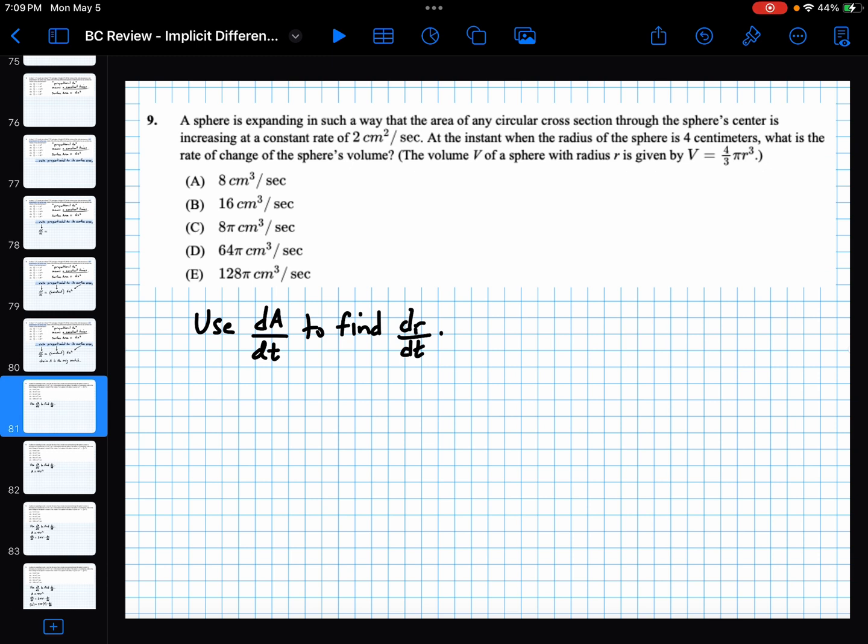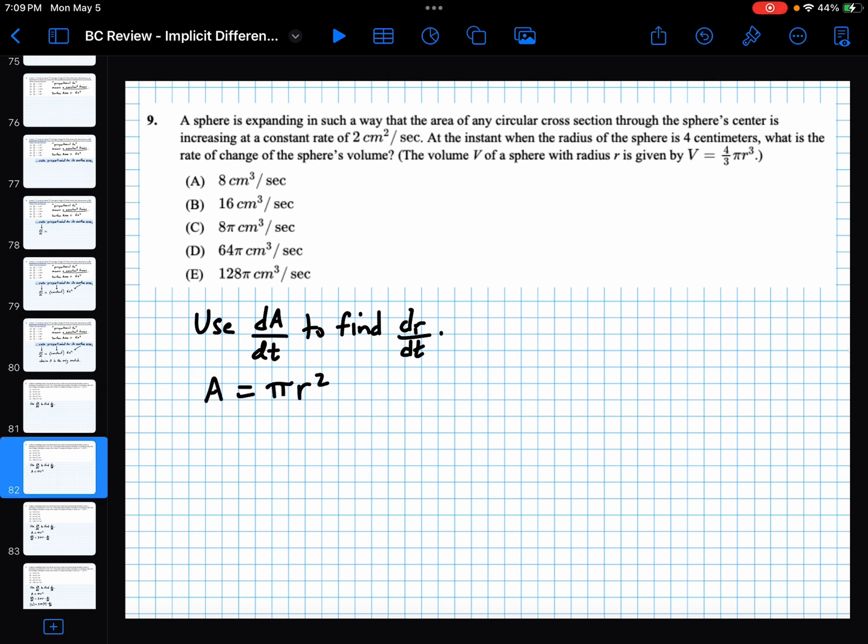Here, another related rates. But this is in 2 parts, and I wrote out the first clue there. You get a sphere saying that the area of a circular cross-section through the sphere's center. That's called a great circle. When they tell you that, they're telling you a circle that has a radius that's equal to the radius of the sphere. That's really the big takeaway here. So the strategy for this is to use the area of a circle to find dr dt, and then go and do a related rates question with the volume formula and substitute in the dr dt.